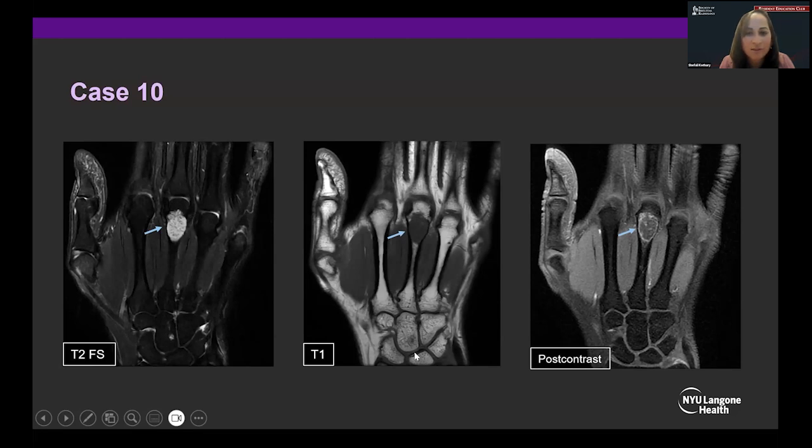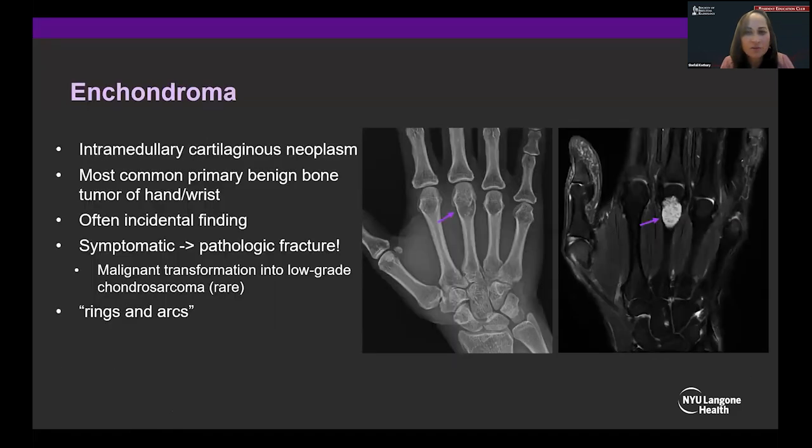And then on our T1 weighted image, we see the lesion is intermediate to low in signal. And then on post-contrast image, we can see peripheral enhancement with some internal septations, which are enhancing. So this is an enchondroma. It's an intramedullary cartilaginous neoplasm. It's the most common primary benign bone tumor of the hand and wrist. It's actually often an incidental finding.